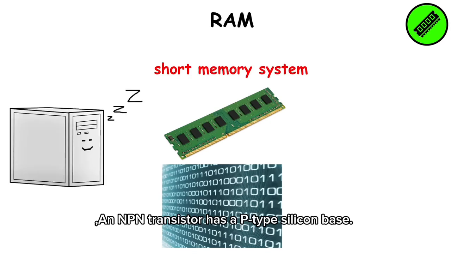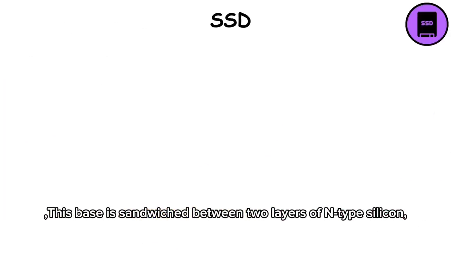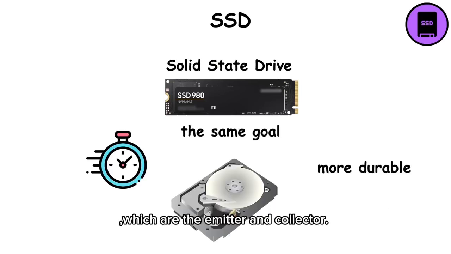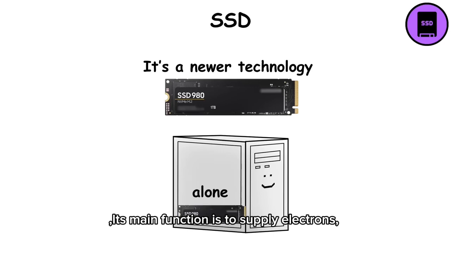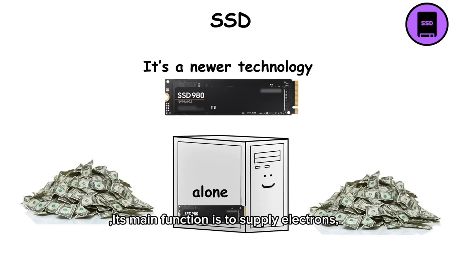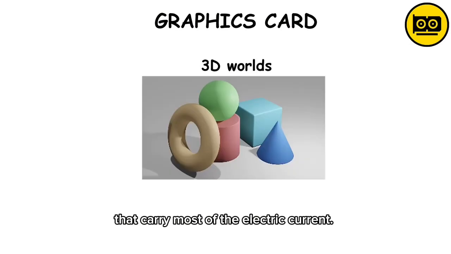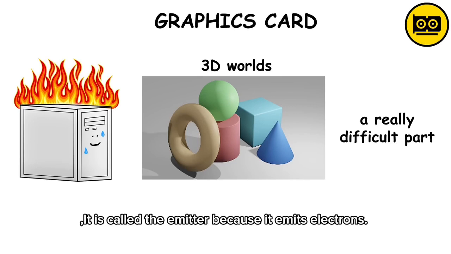An NPN transistor has a p-type silicon base. This base is sandwiched between two layers of n-type silicon, which are the emitter and collector. The emitter is moderately sized and heavily doped. Its main function is to supply electrons, known as majority carriers, that carry most of the electric current. It is called the emitter because it emits electrons.